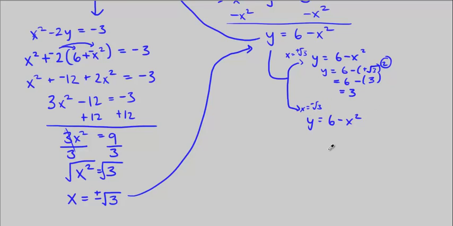What if I plug in negative square root of 3? 6 minus negative square root of 3 squared. Well, again, when I square this, it's going to become a positive, so it's just going to be 6 minus, what do square root and square do? They cancel each other out, so this is just going to be positive 3 in here. So 6 minus positive 3 is 3 again. So my y value is 3 and 3.